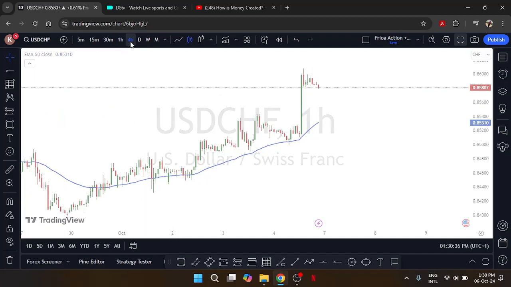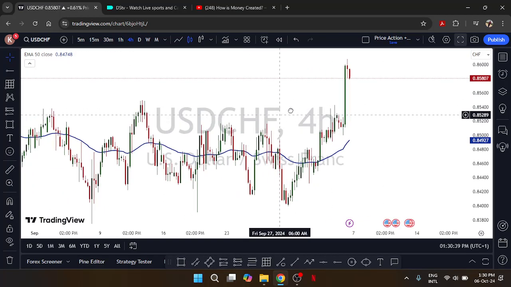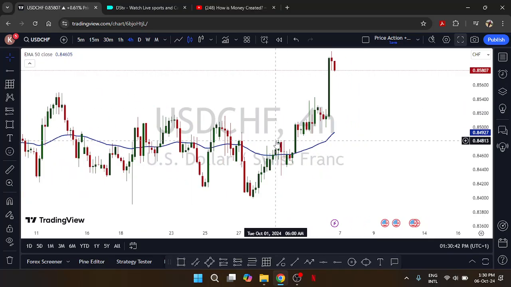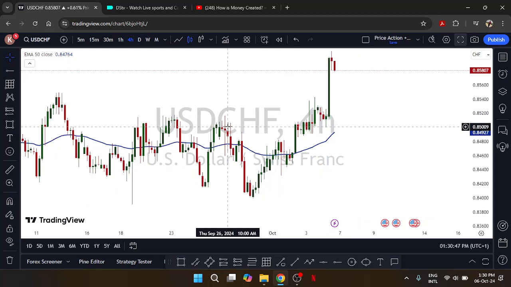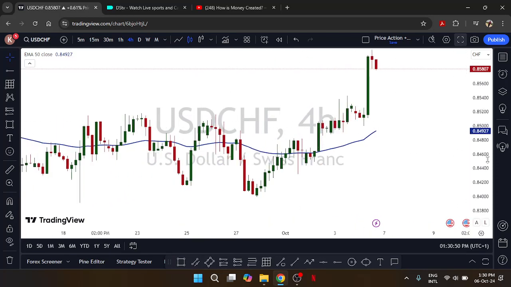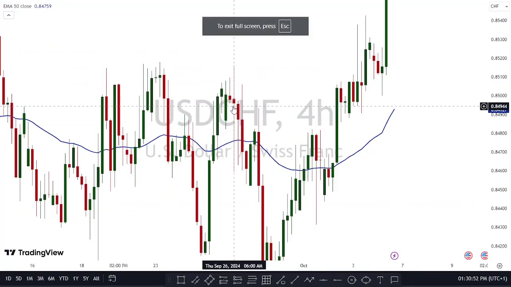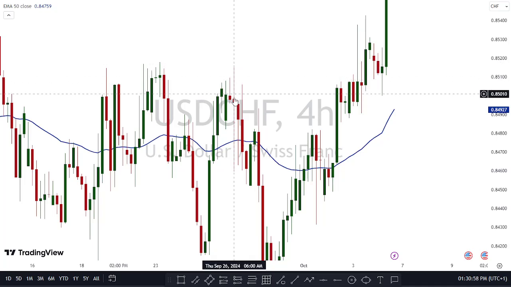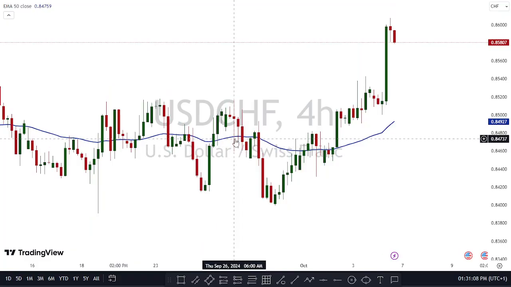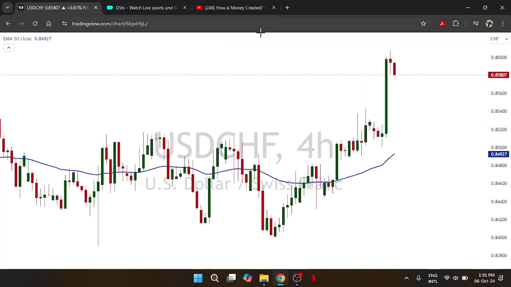If we go to the 4 hour, it means that every candle here formed within 4 hours. So within the 4 hours, for example, this one here opened here, went up, went down, came up, came back, and closed here within 4 hours. That happened from 6 a.m. to 10 a.m. and then closed. You get me? So that is it, guys.